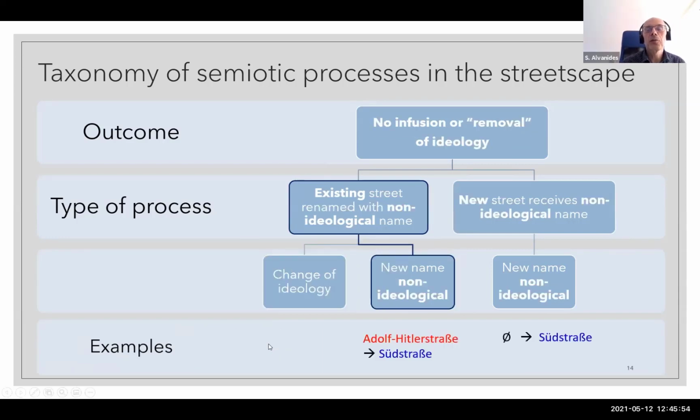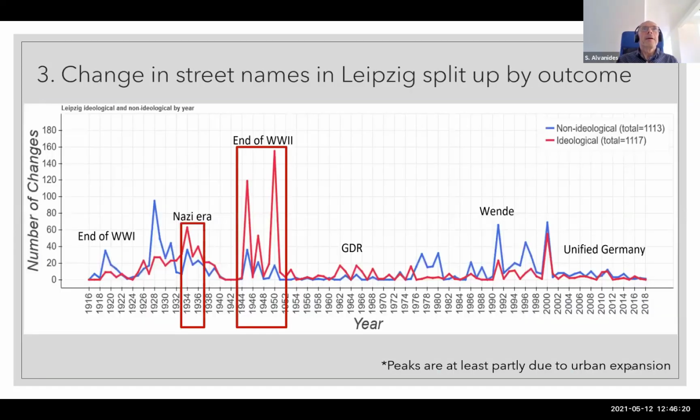So we can see there a political change of a street name, which introduces or results in a new ideology. And of course, we have something like Adolf-Hitler-Strasse, very heavily politically charged, which becomes something non-ideological, which is Südstrasse. Now, the process behind the street name change is, of course, ideological. We want to denazify the city, but the outcome is the removal rather than an introduction of ideology. And this is where it becomes interesting to look at how the different political systems and actors change the ideological robe of the city.